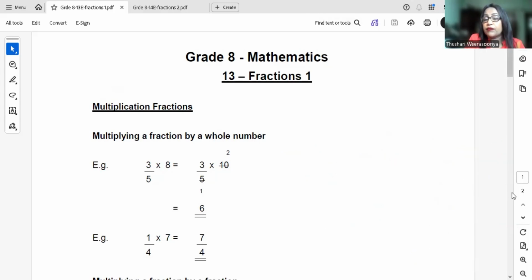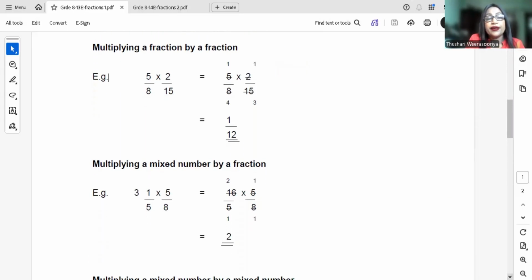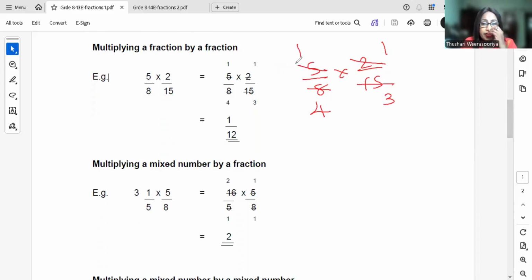We'll go to the next one. Multiplication of a fraction by a fraction. Now look at this, 5 over 8, the same way. No need to convert to the same denominator. 2 over 15. Then you can cancel 2 times 1, 2 times 4. 5 times 1, 5 times 3. What is remaining now? On top you get 1, 1, 1. 4 into 3, 12. 1 over 12.